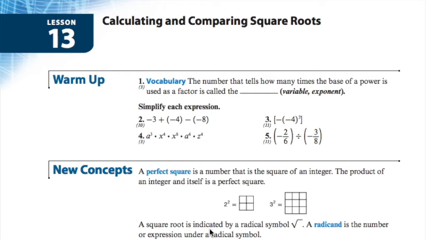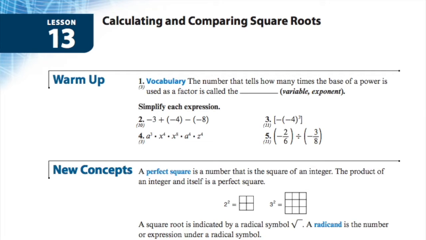A square root is indicated by a radical symbol. Here's our radical symbol. And a radicand is the number or the expression under a radical symbol. So here you've got square root of 50. 50 is what's called the radicand. So we identify what that number is called with the radical symbol, and then 50 is the radicand. In this example, 2 times the square root of 7, 7 is the radicand because it's underneath this radical symbol.